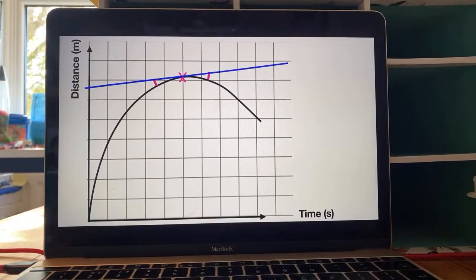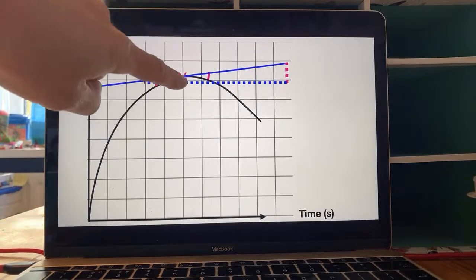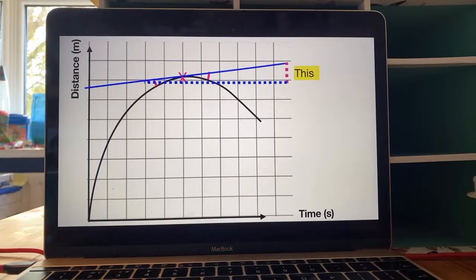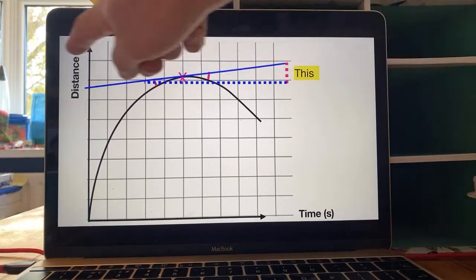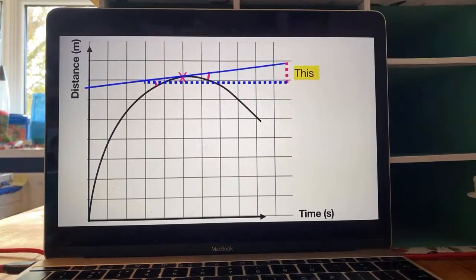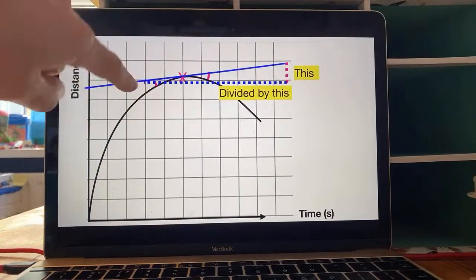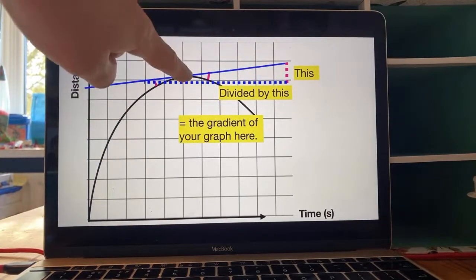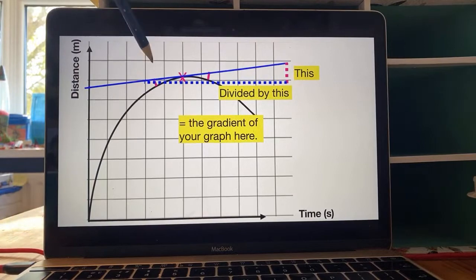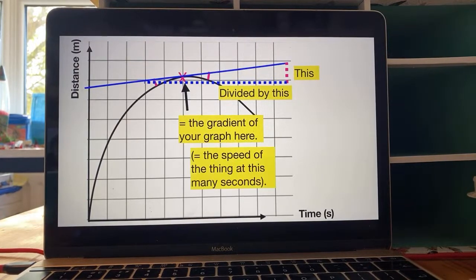And if we extend that out as far as it can go, then the gradient of that line tells you the speed at that point, all right? This, the y-axis distance of your line, divided by this, the x-axis time, gives you the gradient of your graph at this point, as long as you've drawn it right and it's more or less exactly either side of the curve. Phew. So that gives you the speed of the thing at that many seconds, in just the same way that taking the standard gradient would.